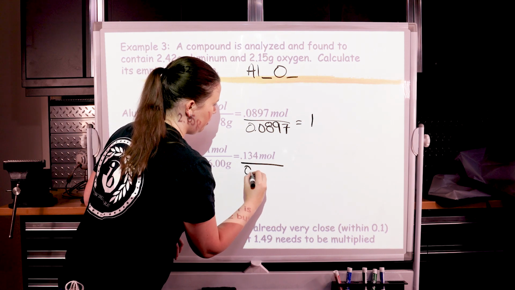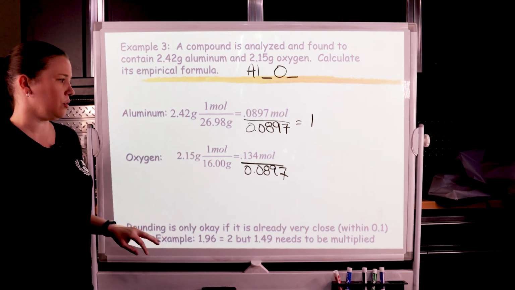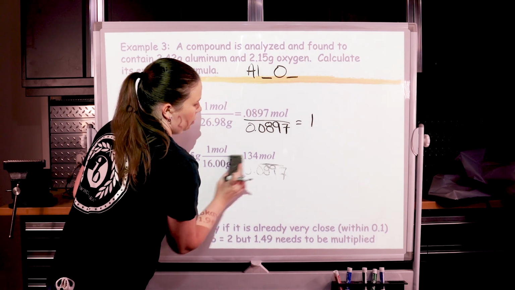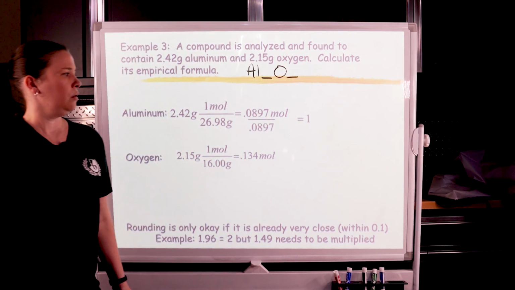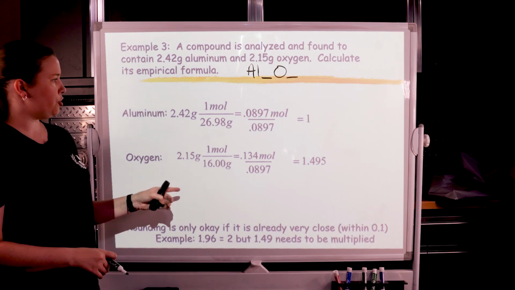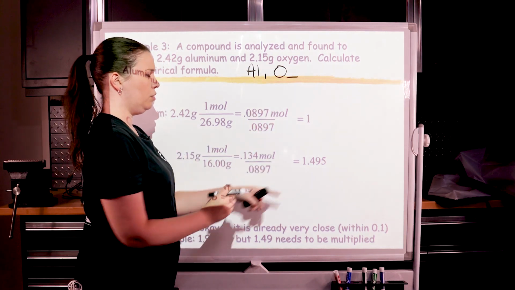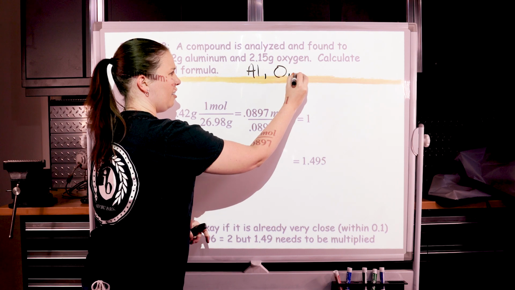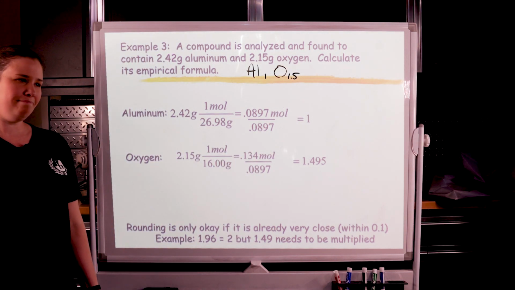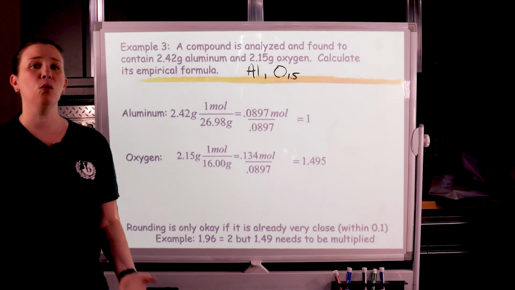And when I divide this, what do you get now? Go ahead and do this one in the calculator because I want to know exactly what it is before we start thinking about rounding. We get 1.495. So basically the ratio of aluminum would be 1 aluminum to like 1.5 oxygens. Have you ever seen a subscript with a decimal place? No, doesn't happen. So how could I get this ratio to be represented as whole numbers?